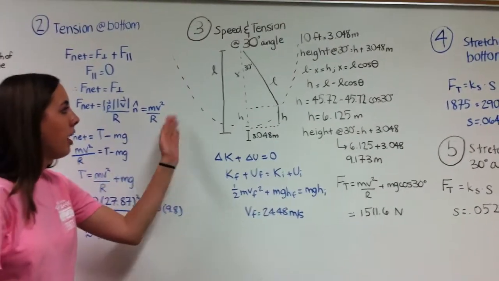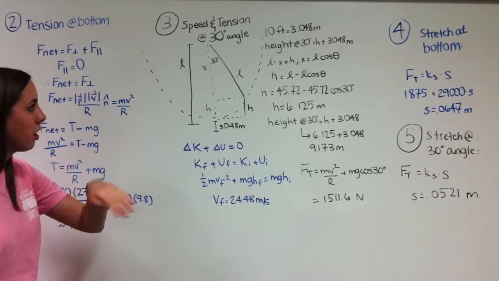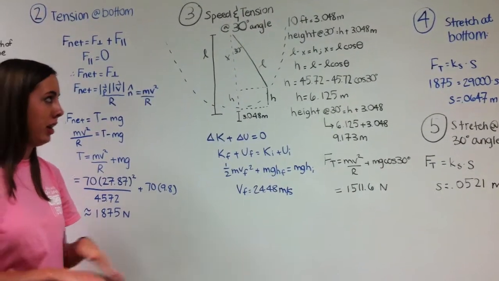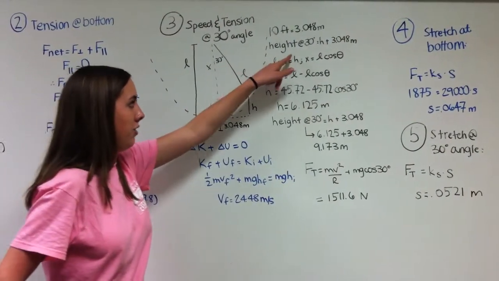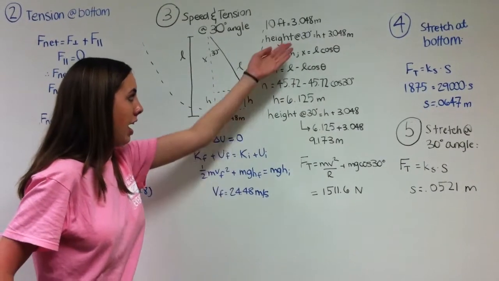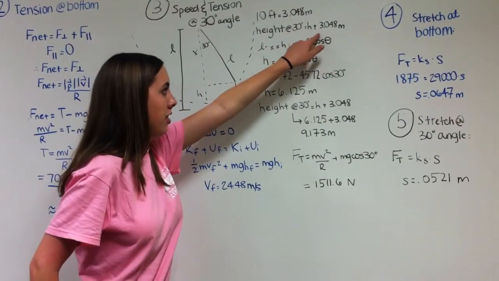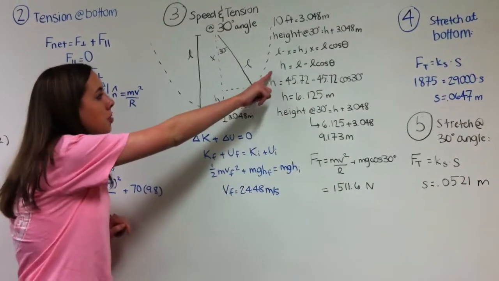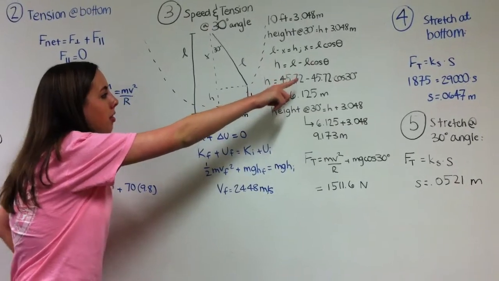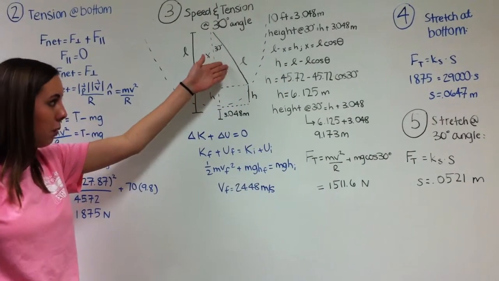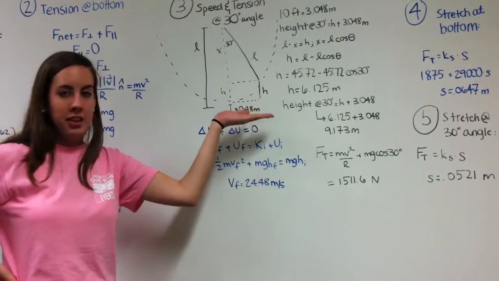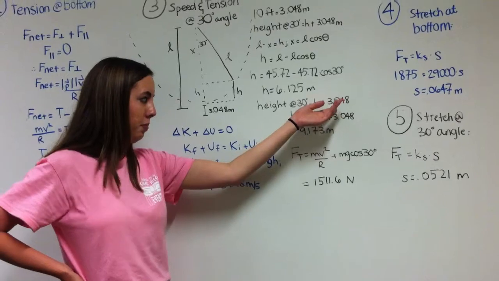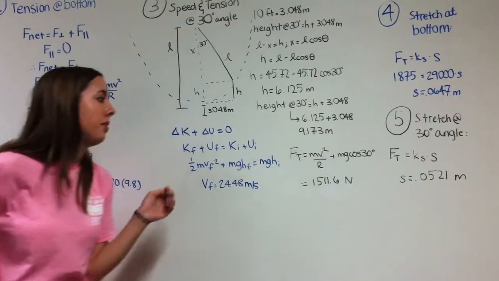So here is our drawing. We know that when they go towards the bottom, they miss the ground by 10 feet. So we know that the height at 30 degrees is going to be the height of which we started plus the 10 feet, which is about 3 meters. So here we found the h to be the length of the rope minus the length of the rope times cosine of 30, which we have right here, and we found the height to be 6.125 meters. And so the height at 30 degrees, you would just add the 3.048 meters, and you get 9.173 meters.